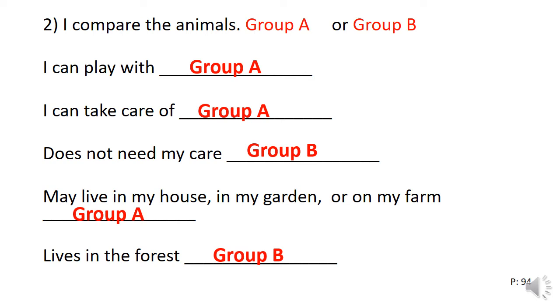So from here, we can conclude that there are two groups of animals, group A and group B. Group A are animals that are cute, they can live in my garden, I can play with them, I can take care of them. But the other group, I cannot live with them, I cannot play with them, and I cannot take care of them. They can live in the forest, away from my home. Let us know what we call these groups.